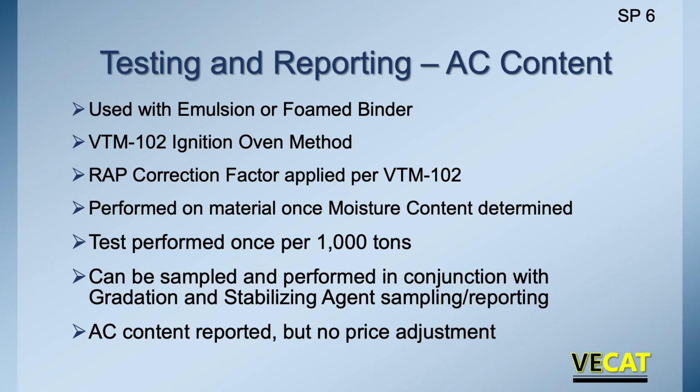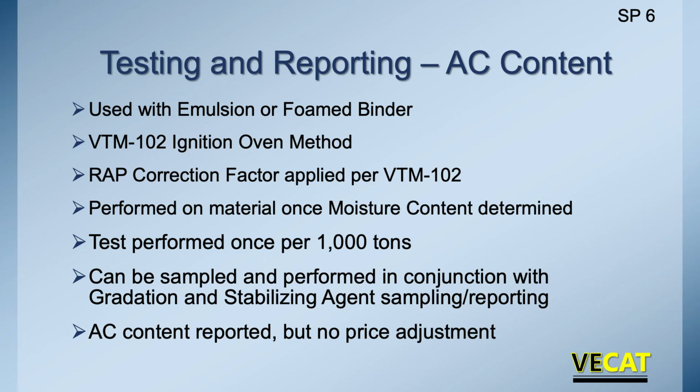Using VTM 102, which is the ignition oven method, to get your asphalt content, just like with traditional asphalt mixes, you put it in there, you weigh it, and then you go ahead. Thing is, you're making sure you've already done the moisture test because you've dried it to a constant mass. You got your moisture, now you stick it in the ignition oven, and you get your final AC content.